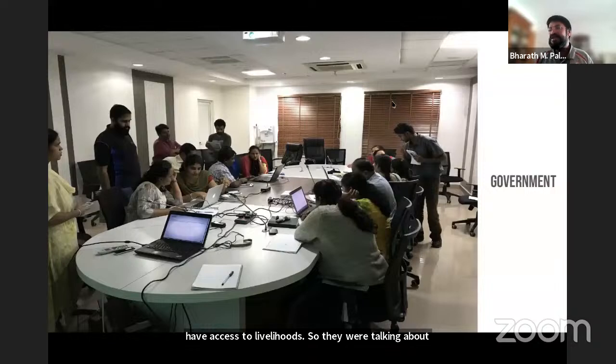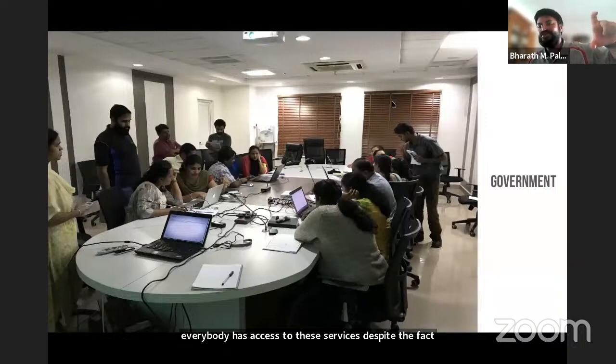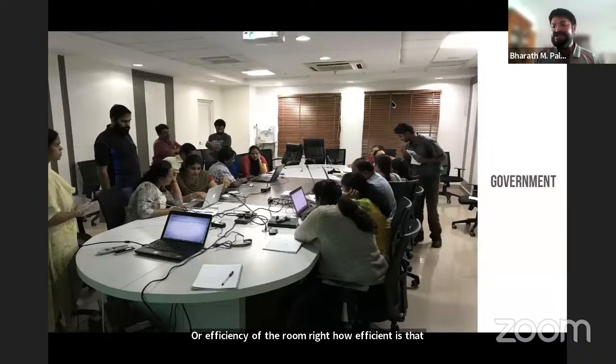So this was the unquantifiable intangible that I was talking about earlier, right? There is a preference to ensure that everybody has access to these services, despite the fact that the quantified metric that is often used is loss, or efficiency of the route, right? How efficient is that route? So they actually moved away from conventional wisdom that transport or transit planners often use to come up with these plans for redistributing or reorganizing the bus routes.